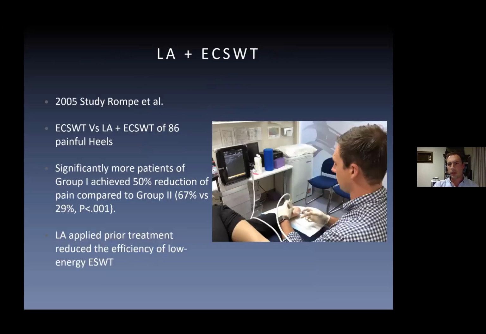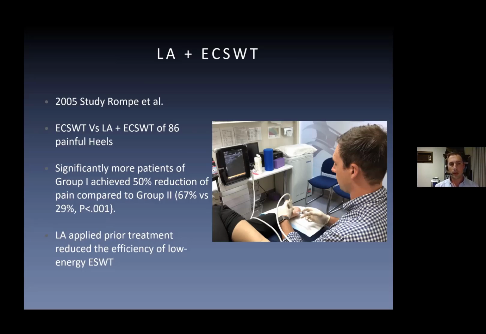So this is a really interesting study back from 2005. Effectively, they used radial shockwave, like our DolorClast. They looked at 86 patients with painful heel pain and broke them up into 2 groups. One group received a nerve block, a tibial nerve block, and the second group just got the shockwave without the nerve block. The interesting thing is there was a considerable difference between the 2 groups. The patients who didn't receive a nerve block did considerably better.